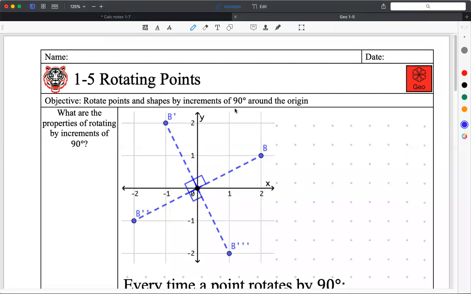All right, geometry, lesson 1-5, rotating points. Today's date is Wednesday, September 2nd, 2020.